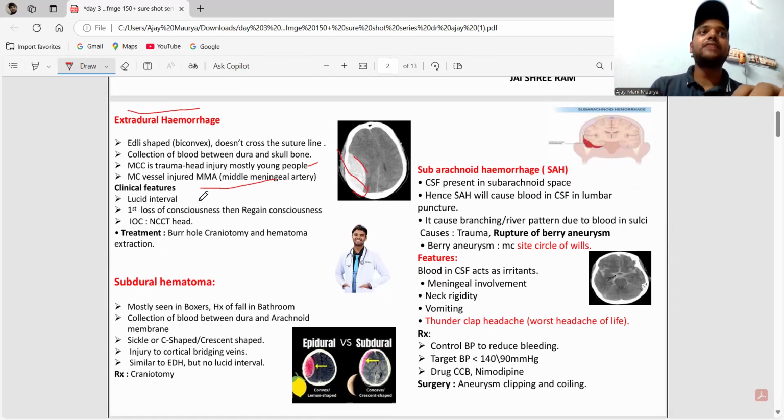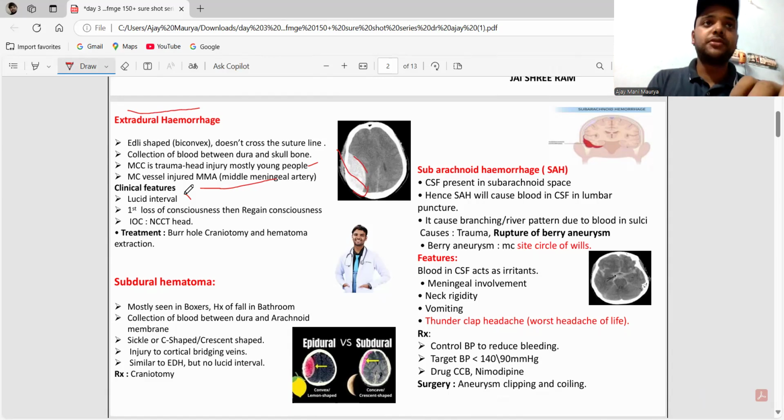What are the clinical features? The first one is the lucid interval. What is the lucid interval? There is first a loss of consciousness, then again regain of consciousness. The period between loss of consciousness and regaining consciousness: consciousness, unconsciousness, consciousness. It's called the lucid interval.